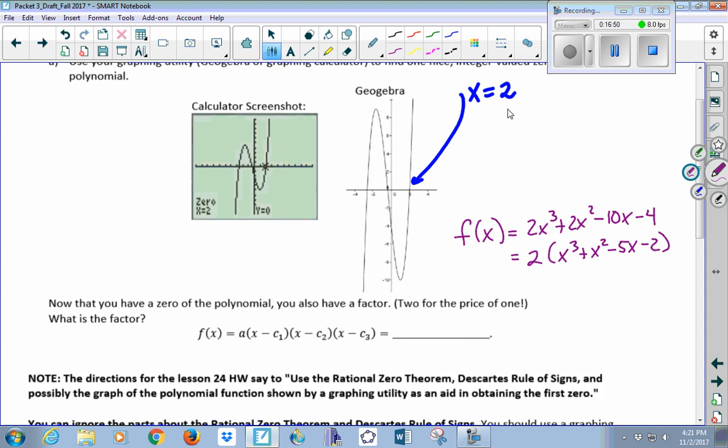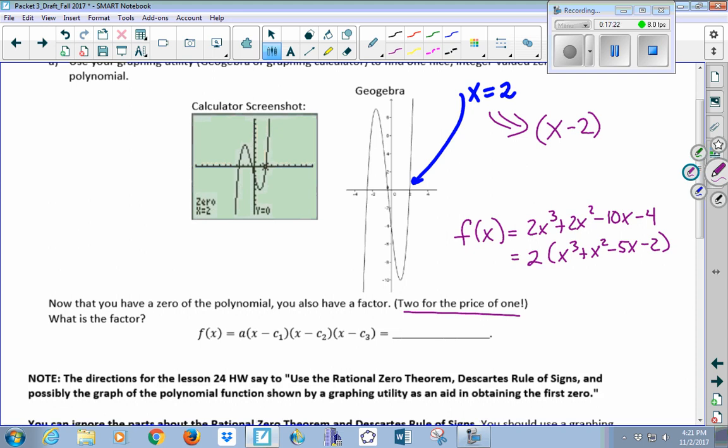I know x equals 2 is a zero of this. And if x equals 2 is a zero, I was jumping ahead, did you notice? Then I know x minus 2 is a factor. Because if I put a 2 in there, I get a 0. So that means if I know a zero, I know a factor. That's the wonderful thing about zeros and factors. You get 2 for the price of 1.